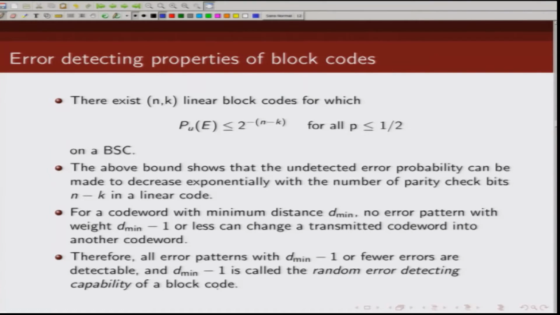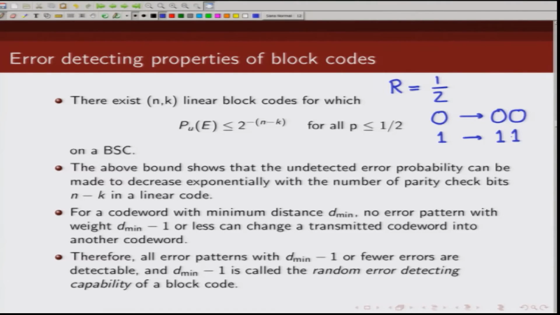Now, take an example of a repetition code that we did in the first class. Let us say we have a rate 1/2 repetition code. Then for 0 we send 0 0, and for 1 we send 1 1.